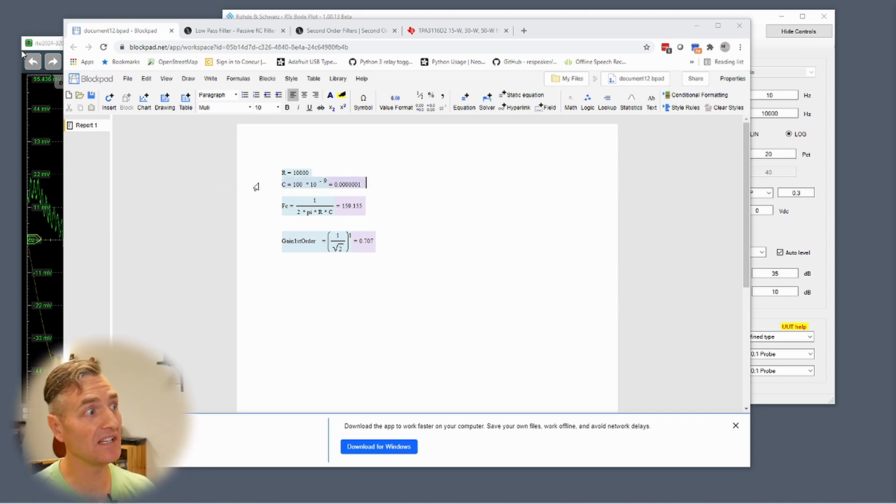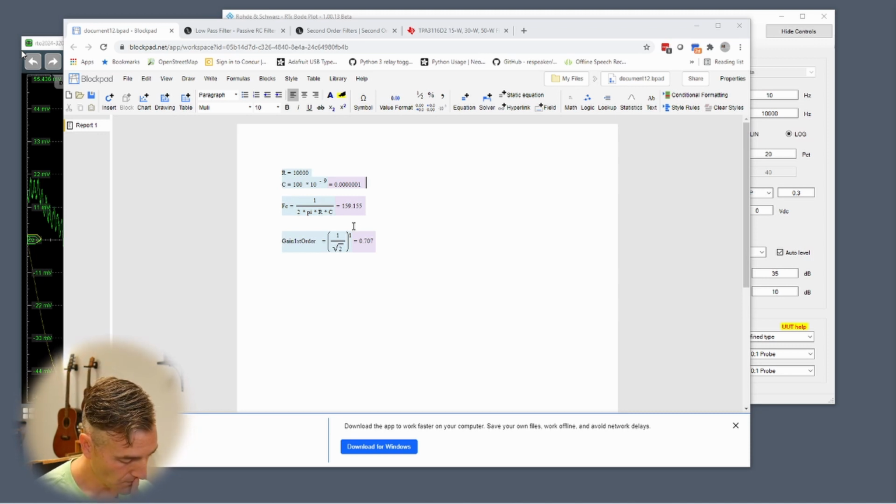But back to RC filter calculations. So with my R and my C, I chose a 10 kilo ohm resistor with a 100 nanofarad capacitor. The cutoff frequency is 1 over 2 times pi times R times C. It should be 159 hertz, thereabouts.